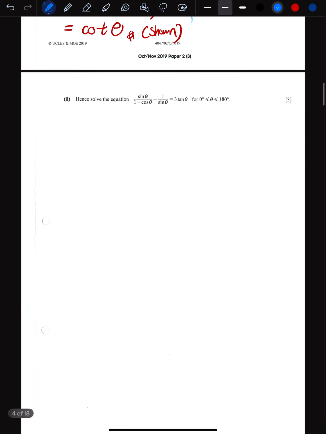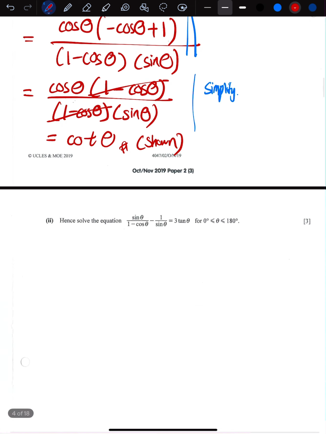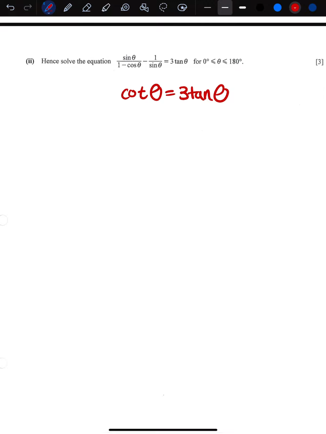And then for part 2, they tell you, hence solve this equation equals to 3 tangent theta. So first just compare, make sure that they are actually the same. They actually look the same. So therefore, we can just replace this whole thing with cotangent theta equals to 3 tangent theta. Okay, let me just double check again. Is it the same? Yeah, it's the same. Okay, so this whole expression becomes cotangent theta, right? Cotangent theta is also the same as 1 over tangent theta. And 1 over tangent theta is now equal to 3 tangent theta.